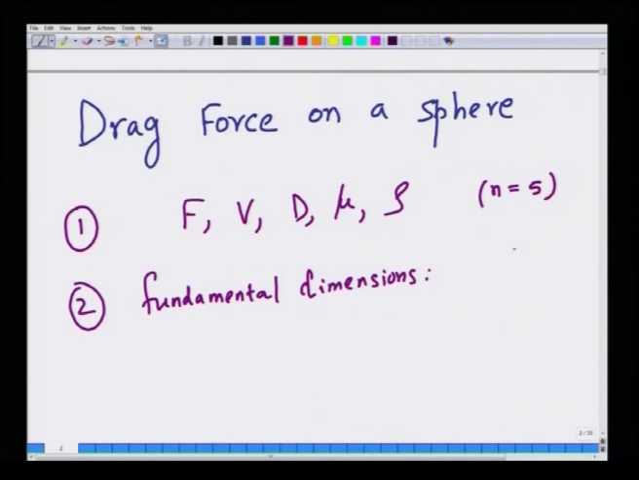If you can list down all the dimensions of these variables, you will find that the fundamental dimensions are mass, length and time, which I will do now. What are the dimensions of various variables?